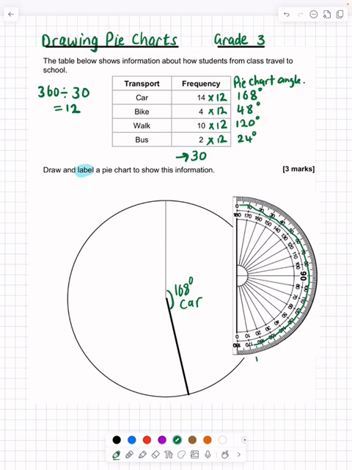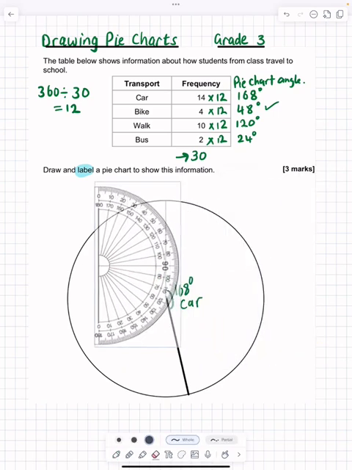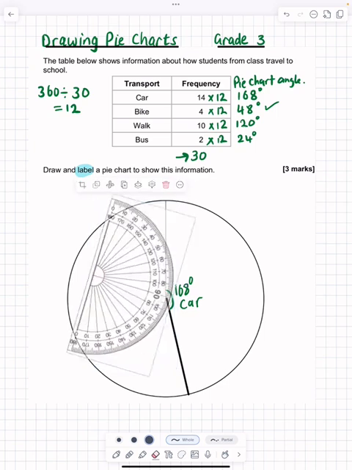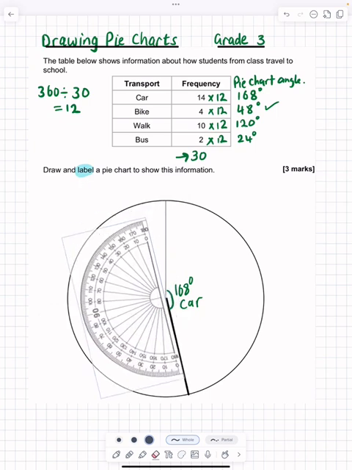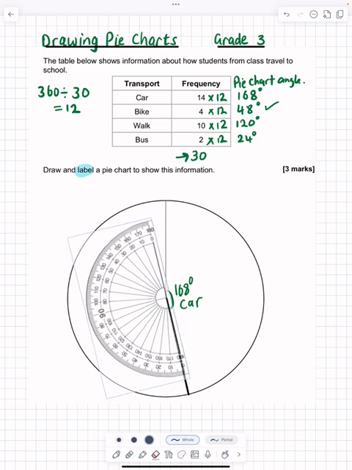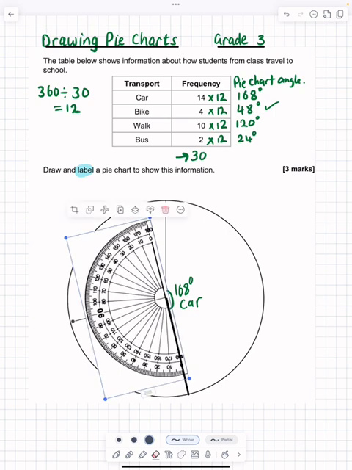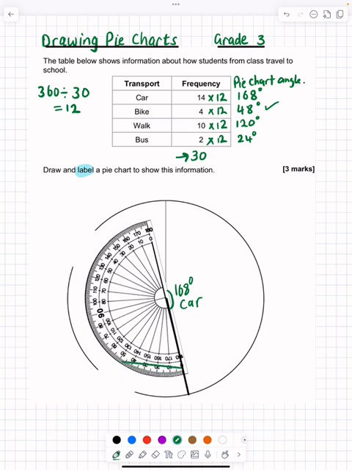Now we plot the next angle, which is 48 degrees. We get the protractor again and turn it around so it matches the line that we have just drawn. Put the center at the center point, and the zero line of the protractor goes on the line that we just drew. This time we are measuring 48 degrees. Starting from here, that's 40, and 48 is over here. So 48 would go somewhere over here.